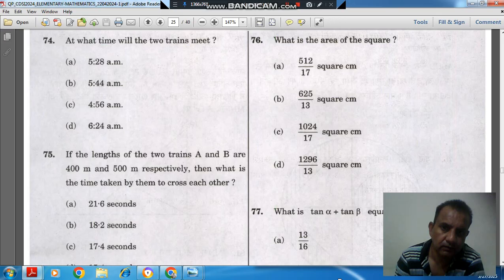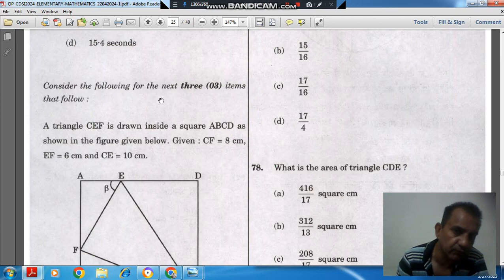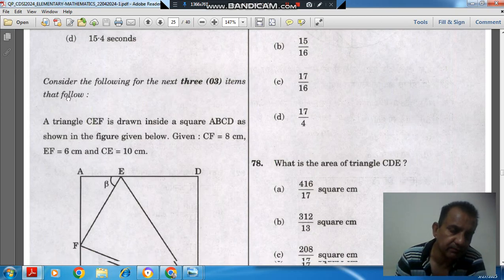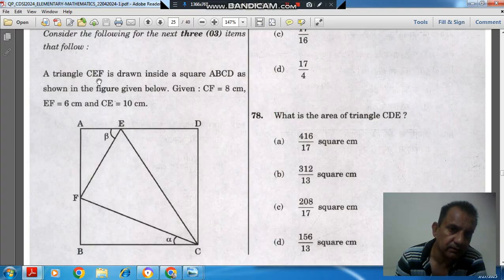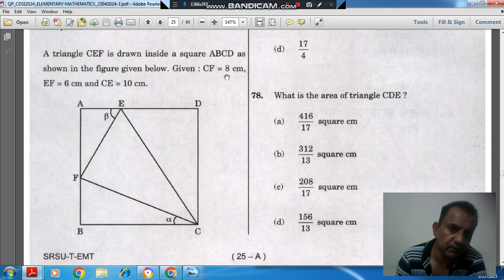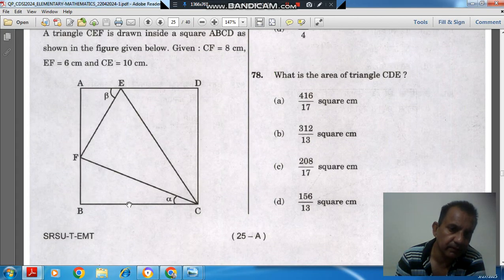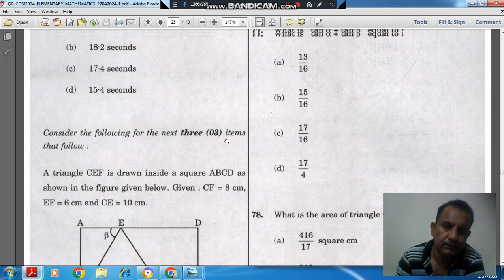Question number 76 to 78 carries a common statement: consider the following for the next three items that follow. A triangle CEF is drawn inside a square ABCD as shown in the figure given below. Given CF is equal to 8 centimeter, EF is equal to 6 centimeter, CE is equal to 10 centimeter. So this is the diagram given, A, B, C, D and C, E, F. This angle is alpha, this angle is beta.